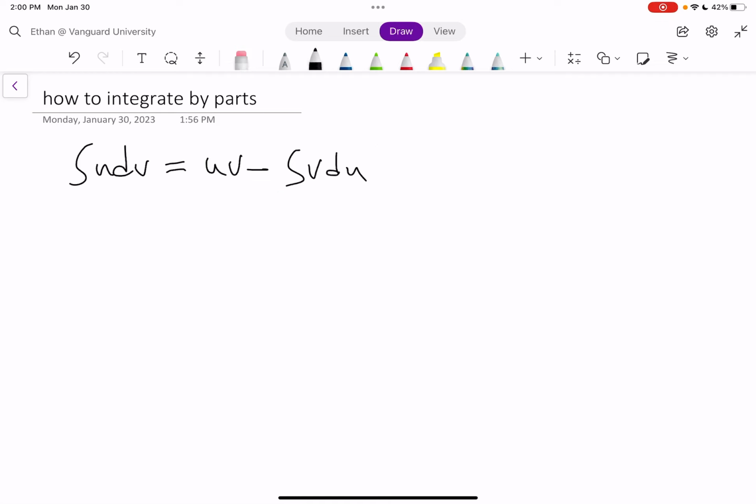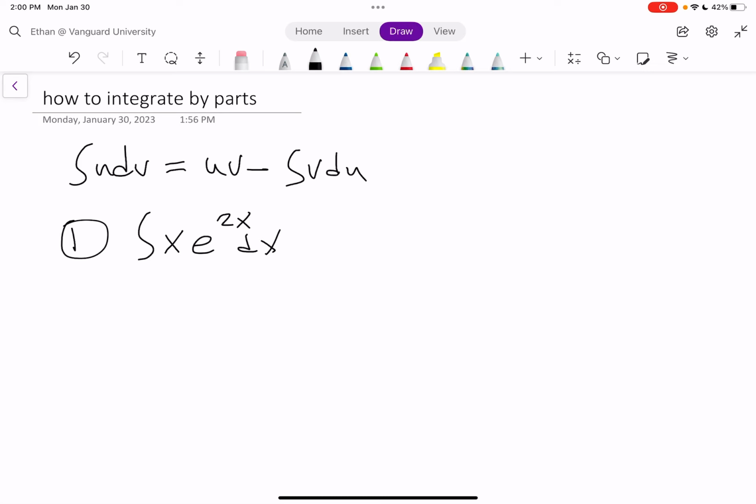Okay, so let's look at a quick, easy example first. We're going to look at the integral of x times e to the 2x dx.